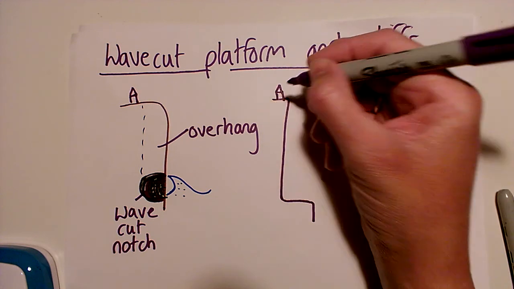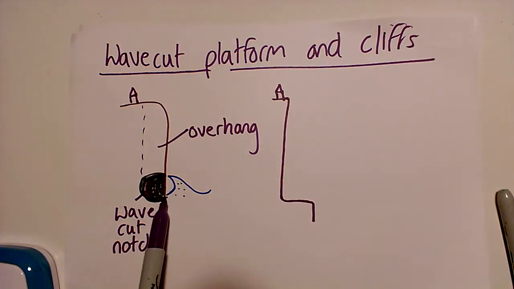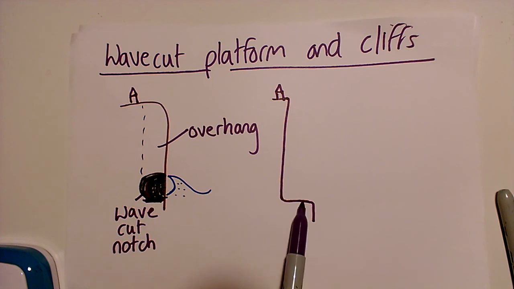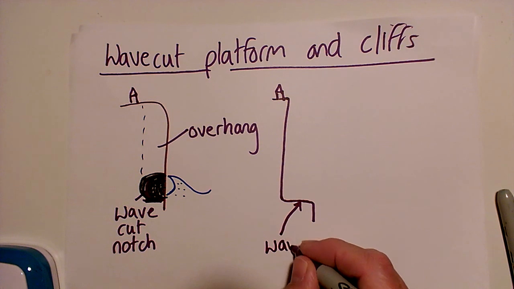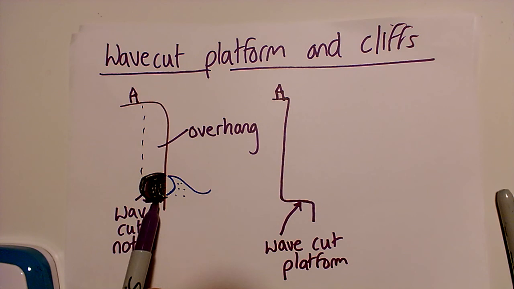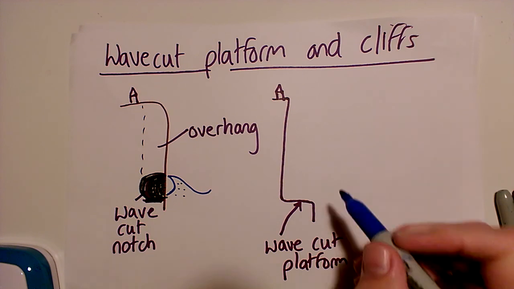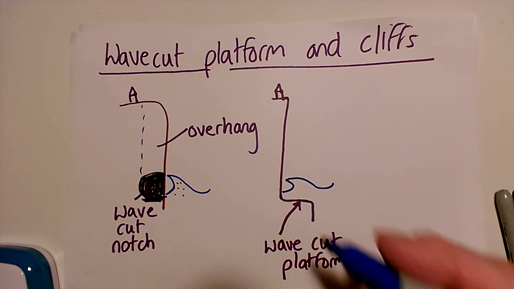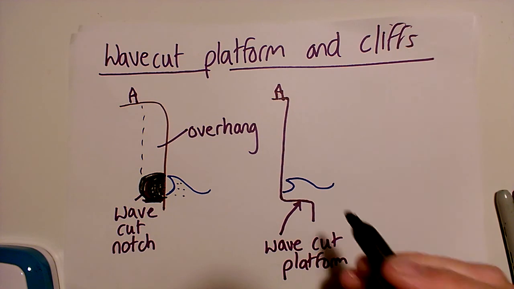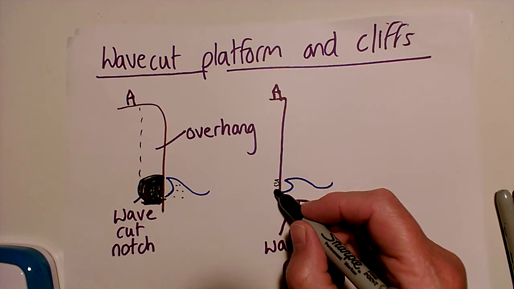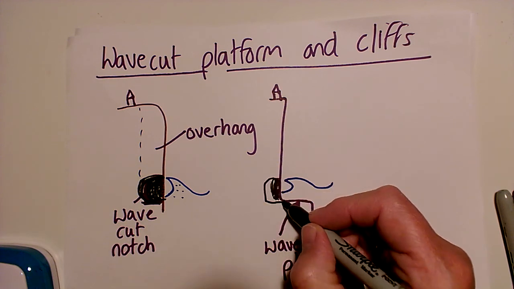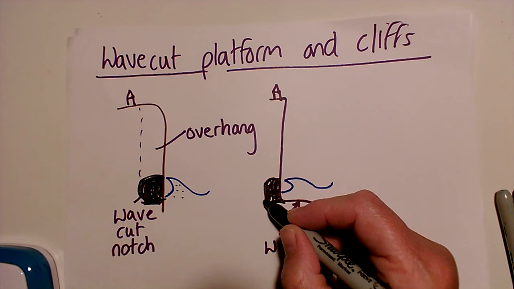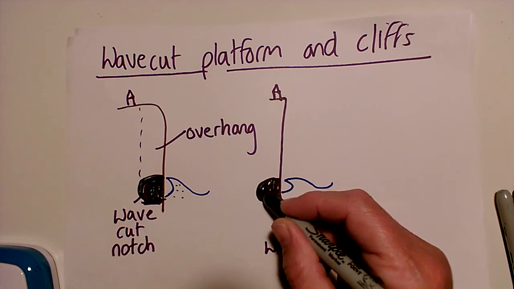So if that house is there, we end up with this situation because the bottom of the wave cut notch is still there. And this flat area in front of the cliff is called a wave cut platform. It's basically the bottom of the wave cut notch. However, the waves continue to slam into the cliff because they're still there, and abrasion and hydraulic action starts to eat away, and we get another wave cut notch forming with another overhang above.